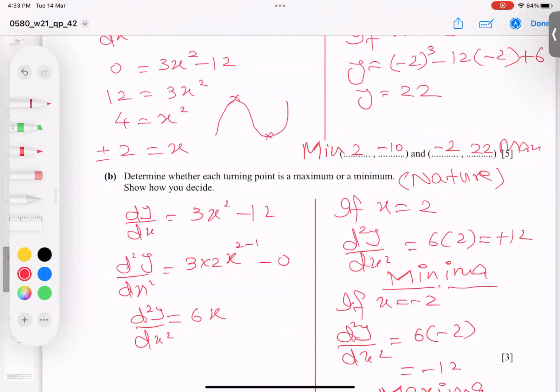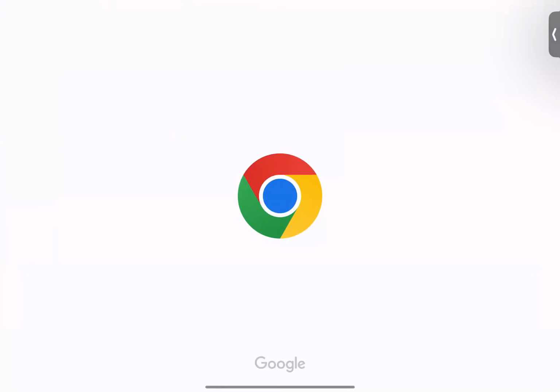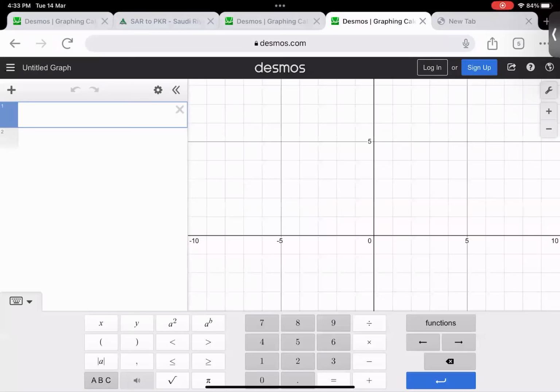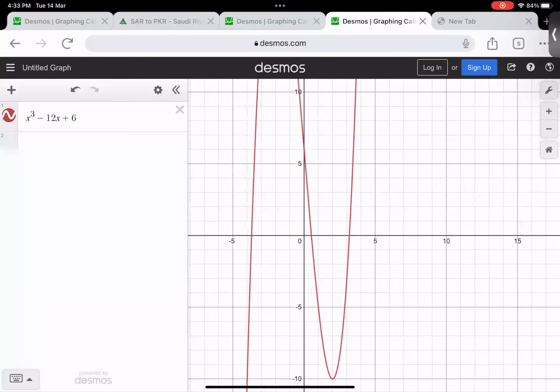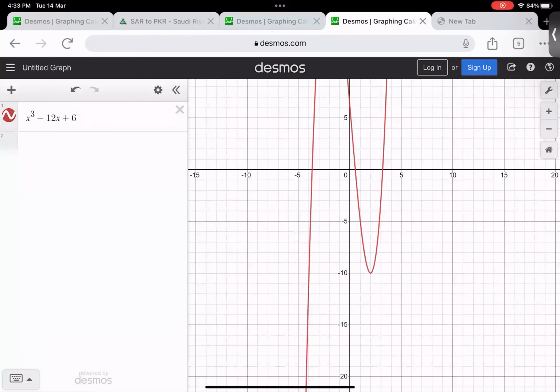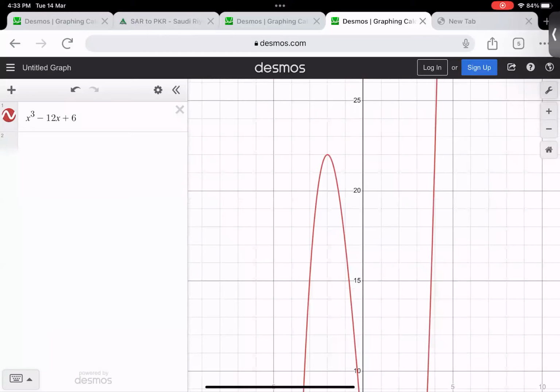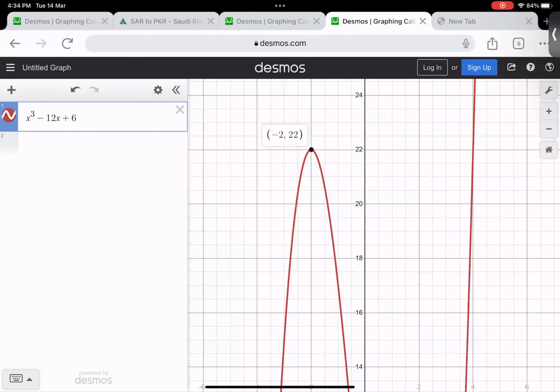And have a look now. I'm going to show you on the graphical tool. So have a look here. I'm typing here x to power 3 minus 12x plus 6. Although there is no need to show, it is just for the sake of understanding. Check here, one minute please. This is the point of maxima. You can see, look, I put a point on it. What are the coordinates? You can see x is negative 2, y is plus 22. It means the point of maxima, x is minus 2.